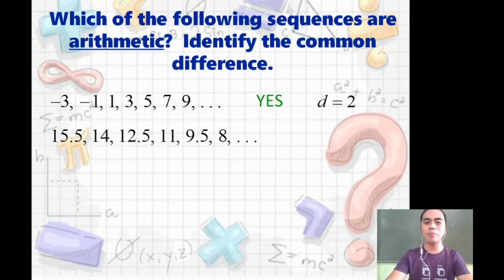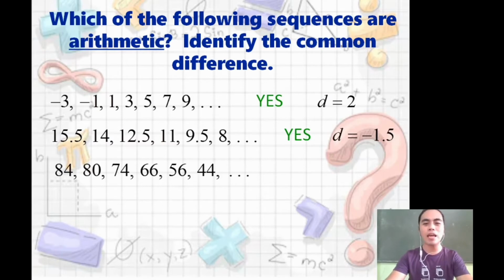How about the example number 2? 15.5, 14, 12.5, 11, 9.5, and 8. Is it an arithmetic sequence? Yes, very good, because they have the common difference of -1.5. How about example number 3?